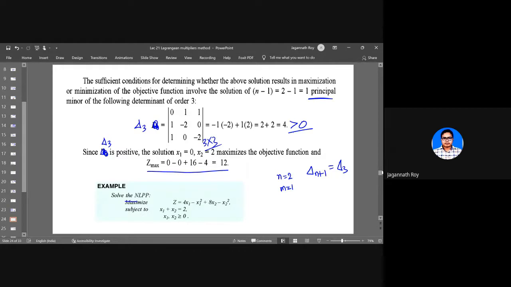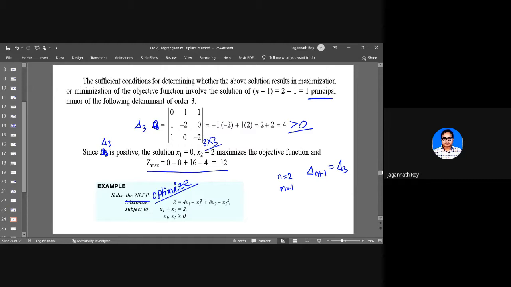In fact, if it is written as optimize, then do not confuse. It can also be written as optimize. So x1 is 0, 0 square, 8 into 2 is 16, and then 2 square is 4. Okay, so this is 12. So that's our exact solution. So these are the cases if we have only one constraint.